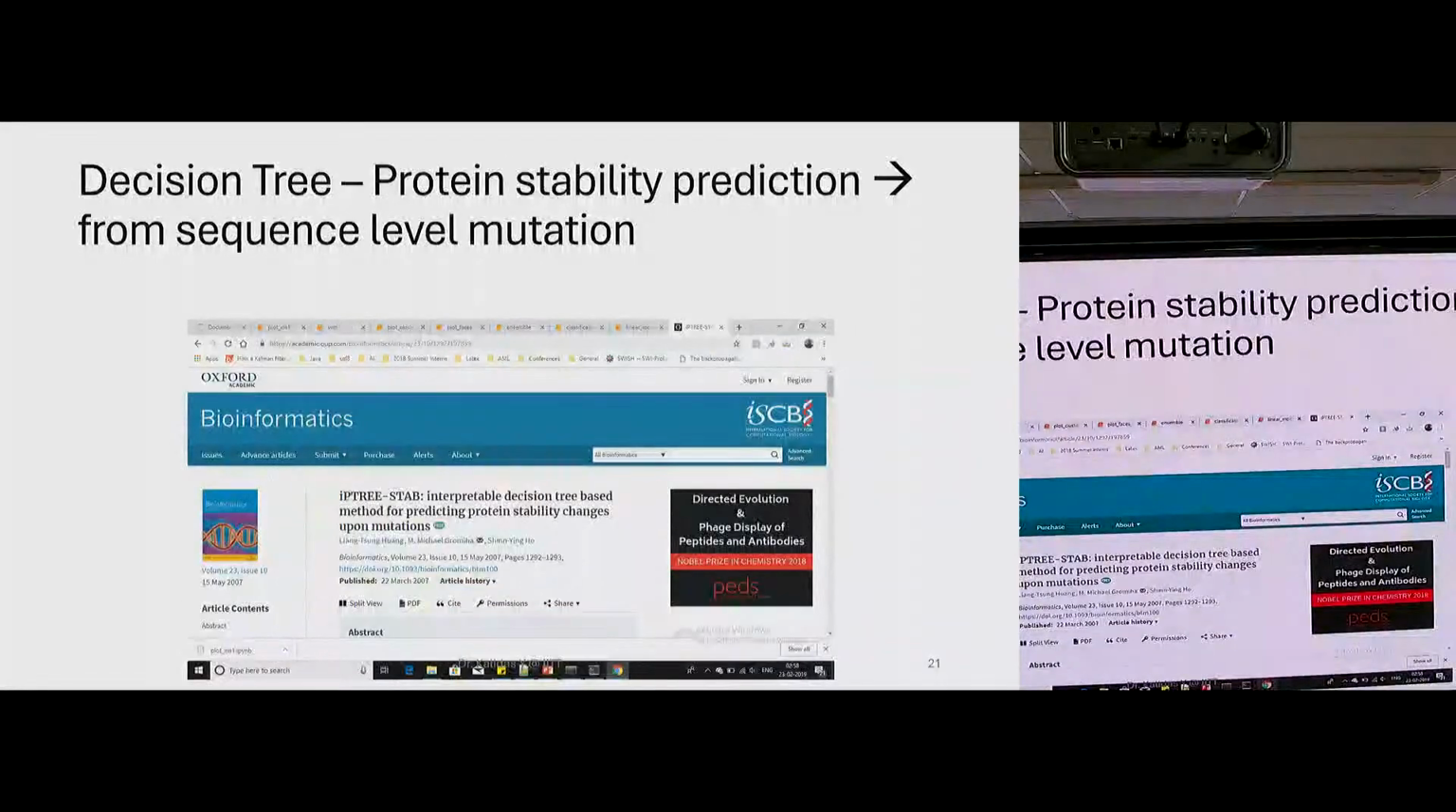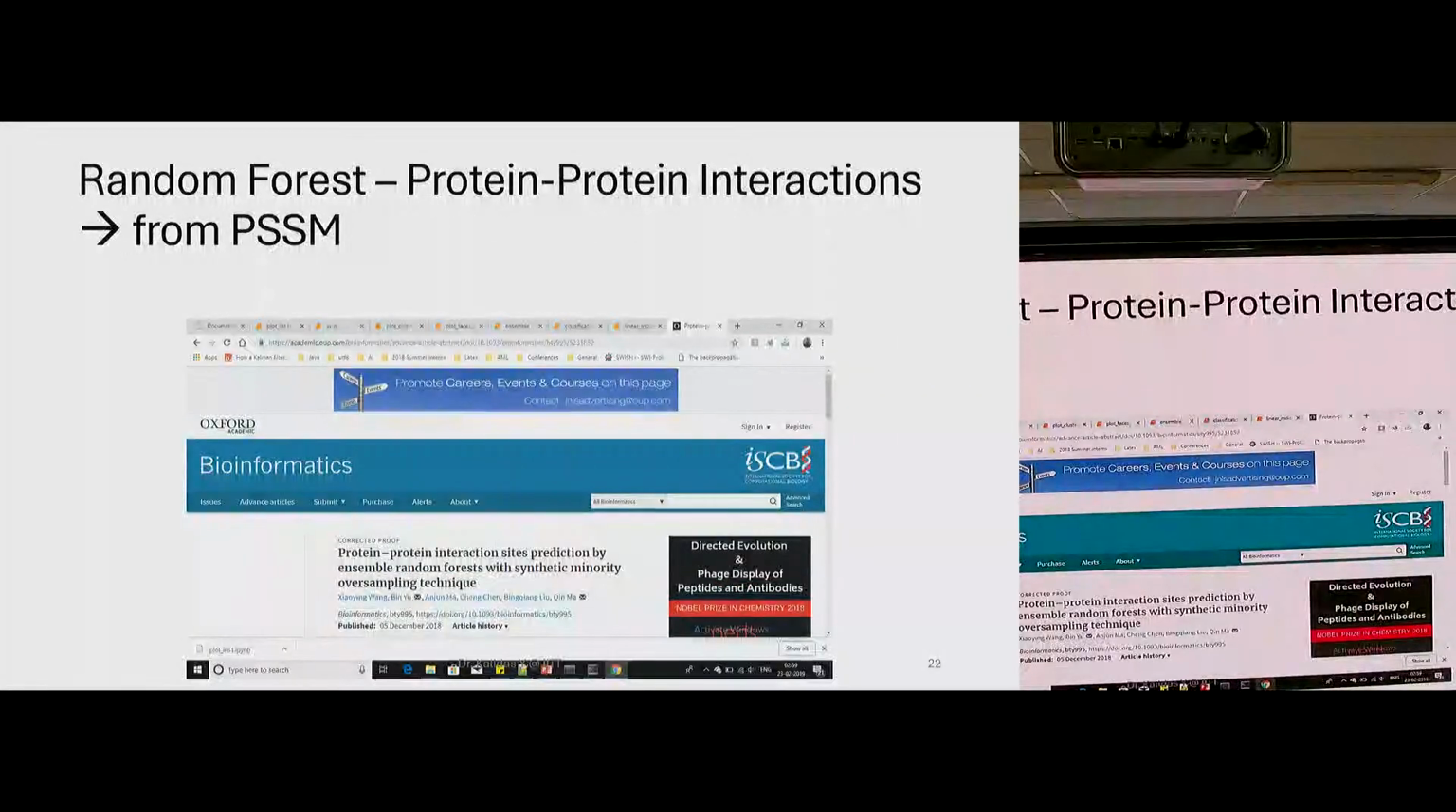Applying a decision tree for protein stability prediction. The input is a sequence level mutation. So I compose a vector corresponding to the input, which is what mutation I'm having at a particular position, and the output I seek is: is the protein going to be stable or not? It's a binary classification problem. So here also, the input and output have to be designed in the form of vectors.